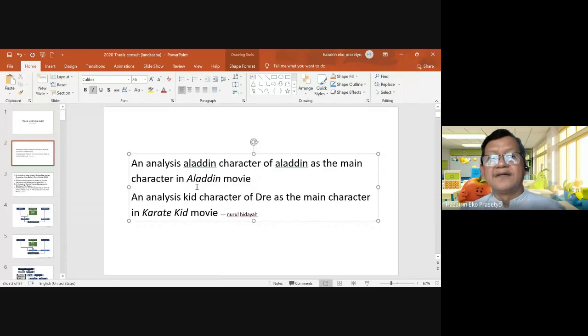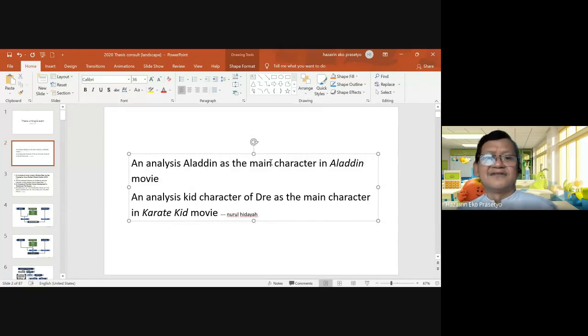Jadi Aladdin itu kan dua ya, ada nama orang dan ada judul film. Kalau sebagai nama, itu tidak usah miring. But if you use Aladdin as title of a movie or title of a book, then it should be typed in italics. This is Aladdin character. Ini nggak usah pakai opinion. Aladdin as the main character, gitu aja, ya. Itu redundancy, you repeat certain words for unnecessary reasons. Analysis of Aladdin as the main character of, bukan in ya, character of, kan dia main character of Aladdin movie.